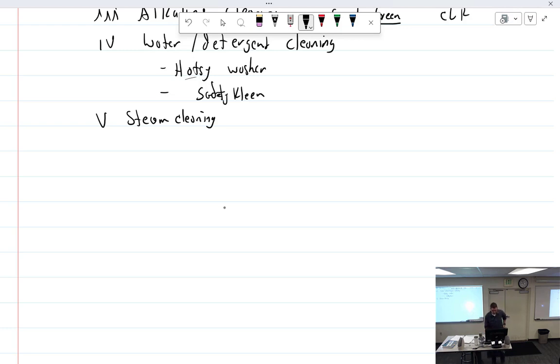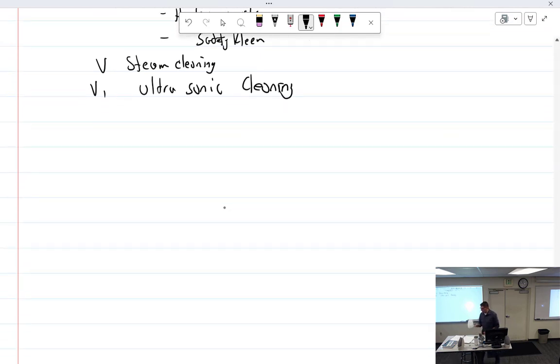Ultrasonic cleaning. We have the ultrasonic cleaner set up. And then mechanical cleaning. I will talk more about mechanical cleaning in the next class. I think I get into great detail on that because we're talking about cleaning engine parts.